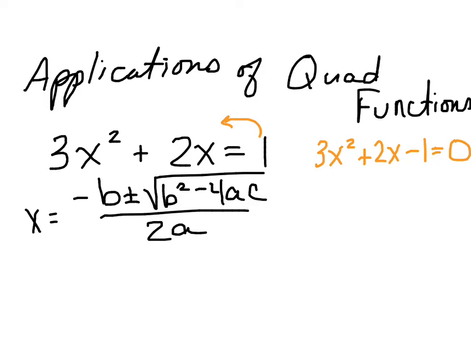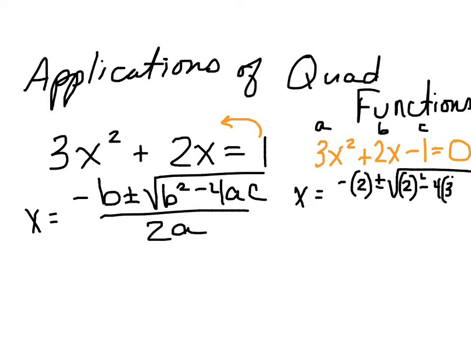Then, just like when we were solving and finding the vertices on the other ones, this is a, this is b, and this is c. And then we're just going to plug them into the formula. So negative 2 plus or minus the square root of 2 squared minus 4 times 3 times negative 1, all over 2 times 3. And then we're just going to clean it up.